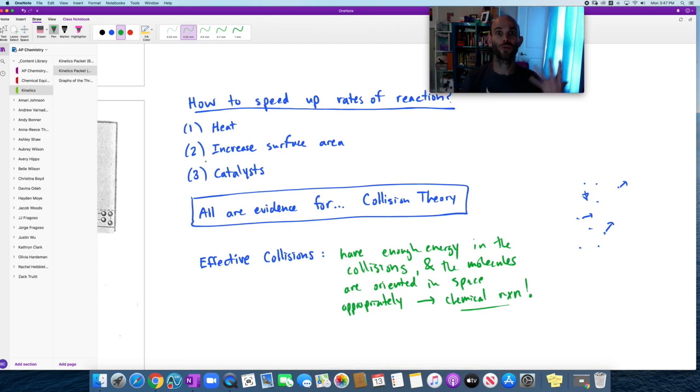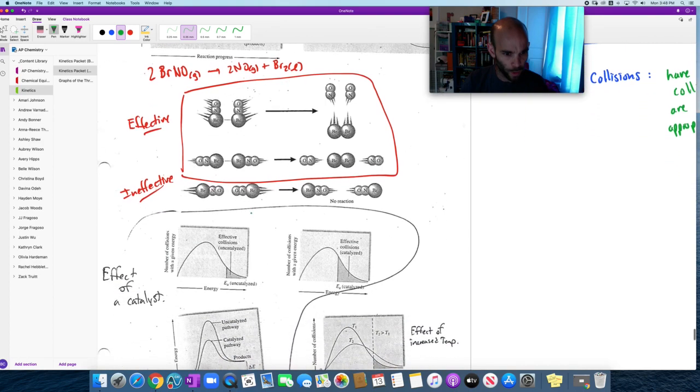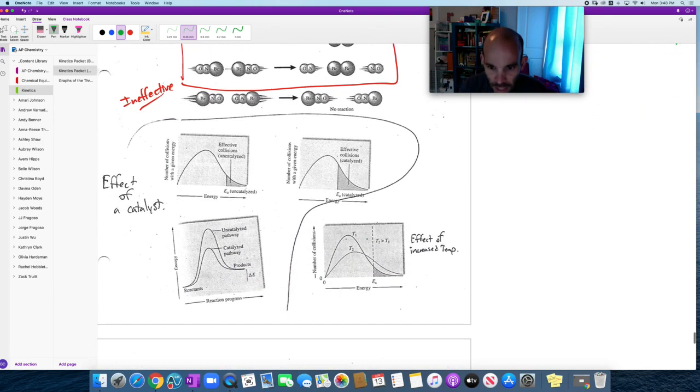At a higher temperature, there's more kinetic energy. And so that means there's going to be more particles that are hitting one another with enough force to cause the chemical reaction to occur. Okay, and I have a graph of that scenario down here at the bottom, and I want to go ahead and talk about that. It's this one right here. It's the effect of increased temperature.